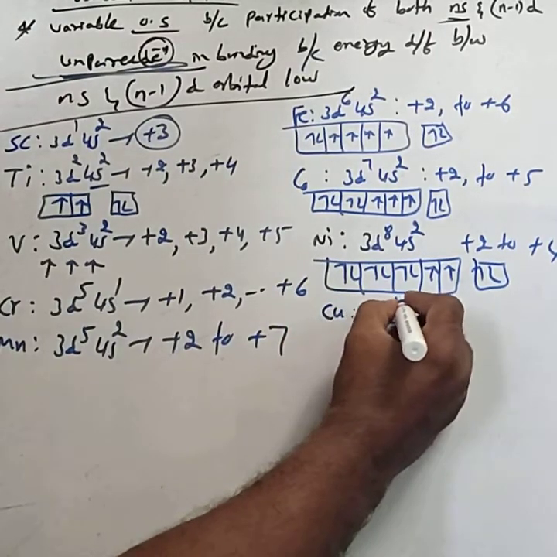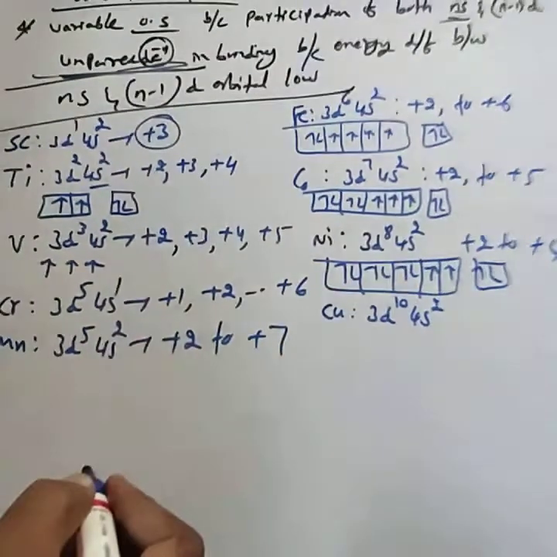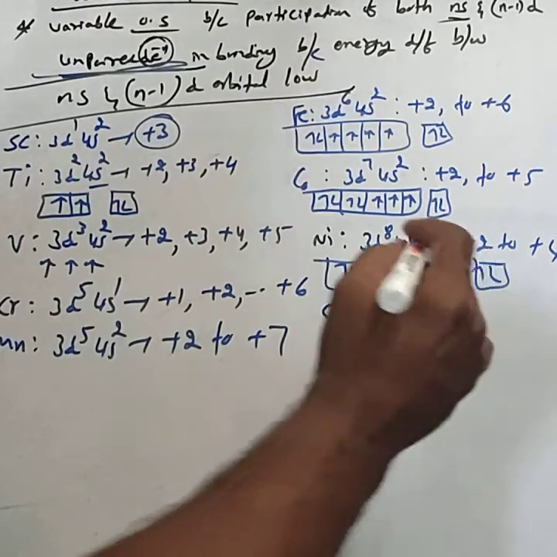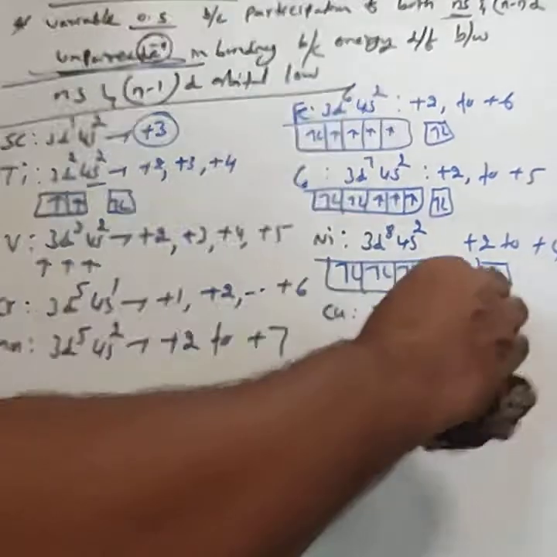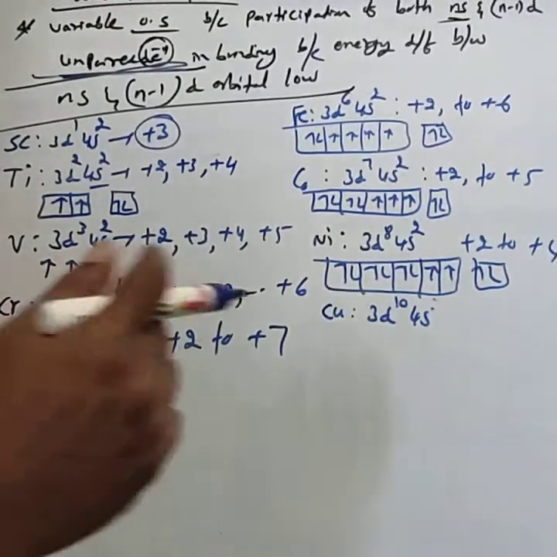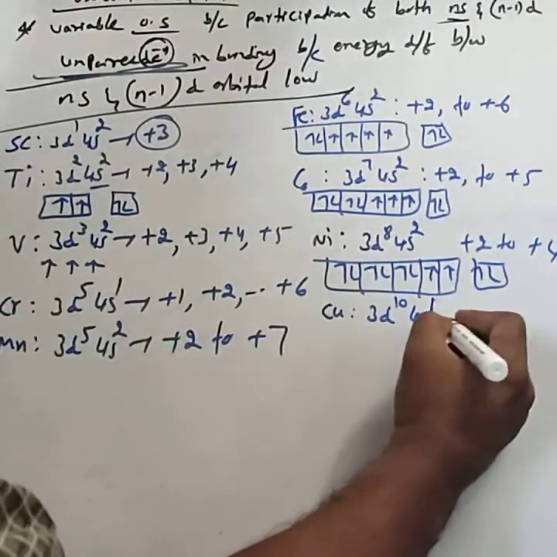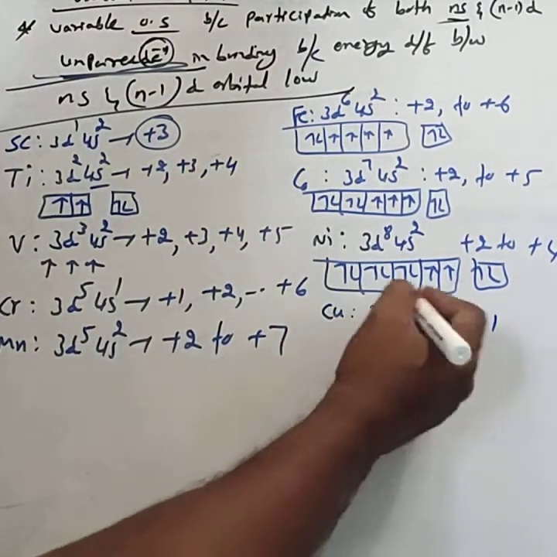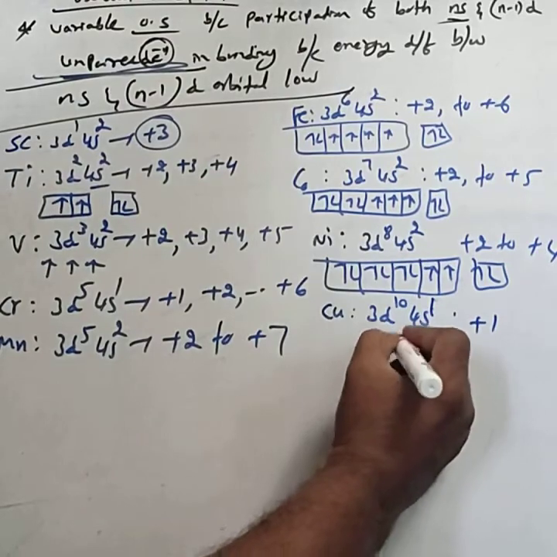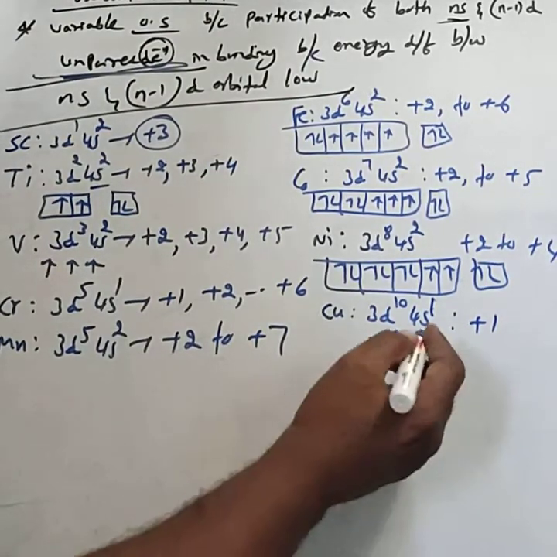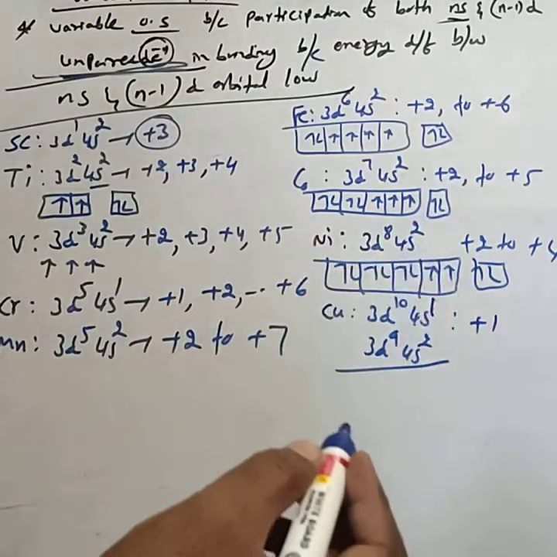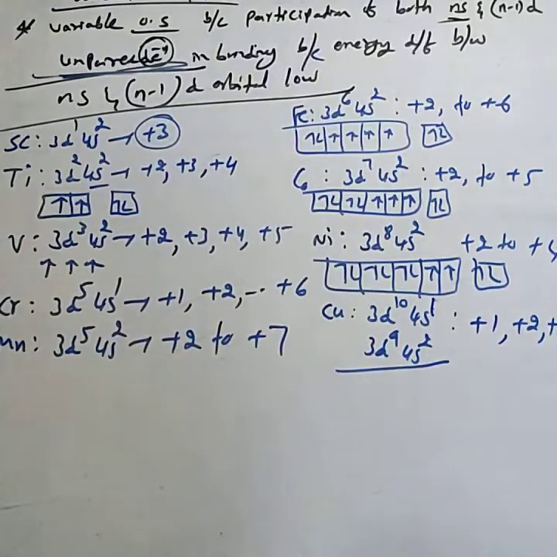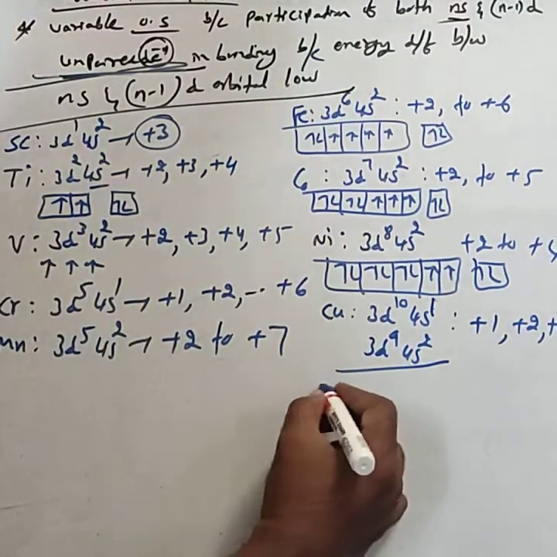Copper means 3d10 4s2, which can show 3d10 4s1. It can show +1 also. You can consider 3d9 4s2, but due to stability it attains 3d10 4s1. By using this configuration it also shows +2 as well as +3. This is copper. Then zinc.